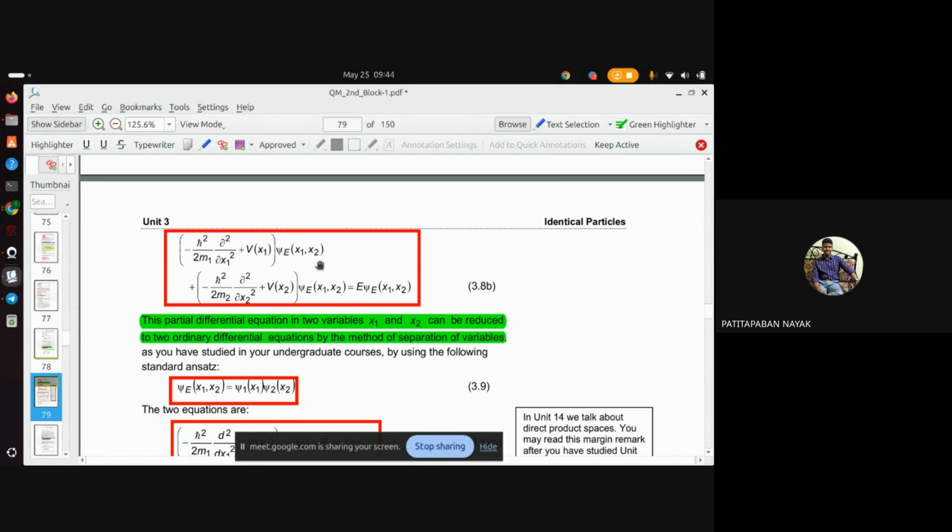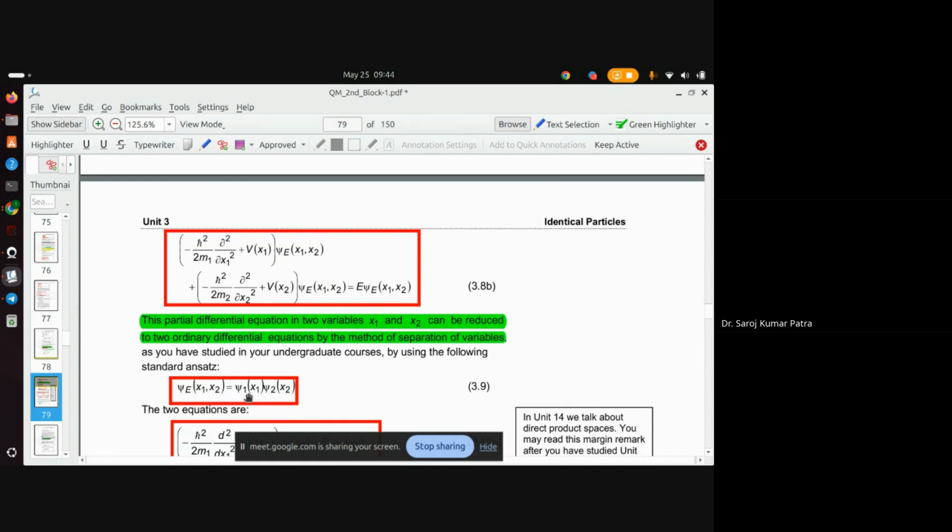psi(x1, x2) would be equal to psi1(x1) into psi2(x2). The variable separation method in mathematical physics, you must have done this in BSc.